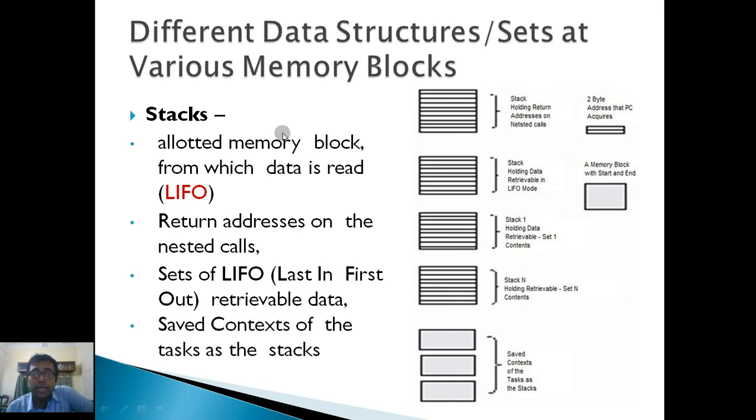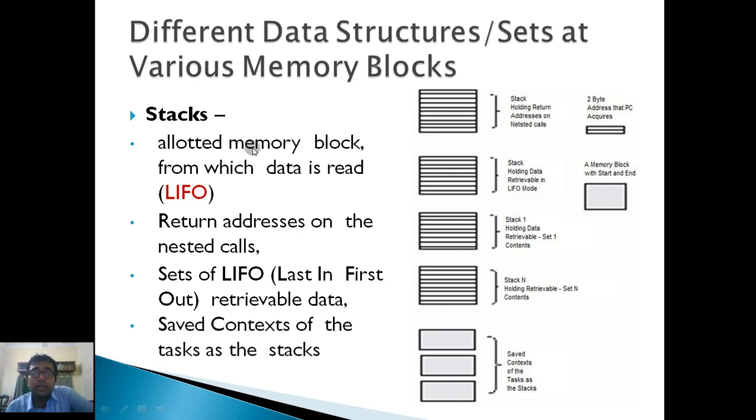Okay. Now stacks. This is the stack pointer. It will address the first, holding return addresses on nested calls. This is the stack holding data, retrievable set contents. This is a 2-byte address that the PC acquires. A memory block with start and end. So this is a memory block, and these are the pages, the segmented areas of the memory block.